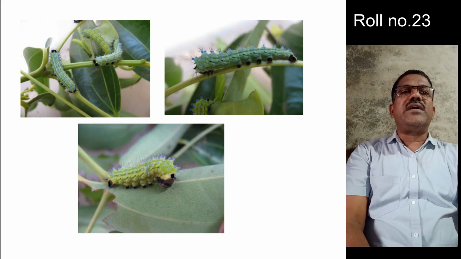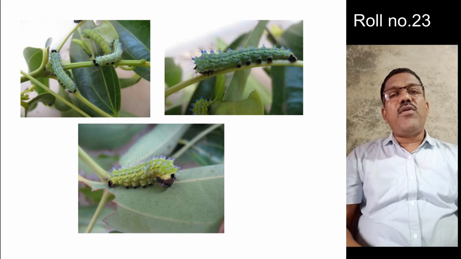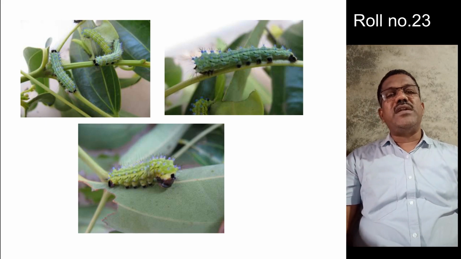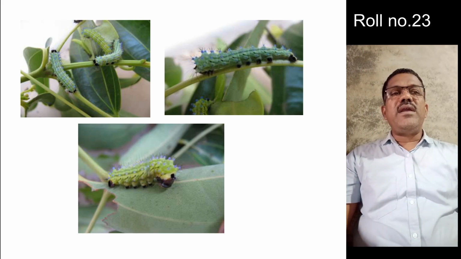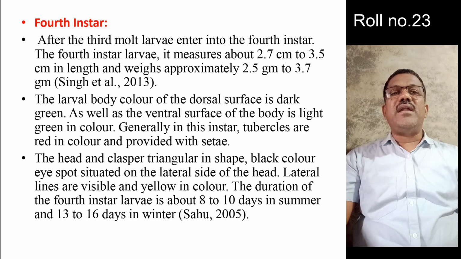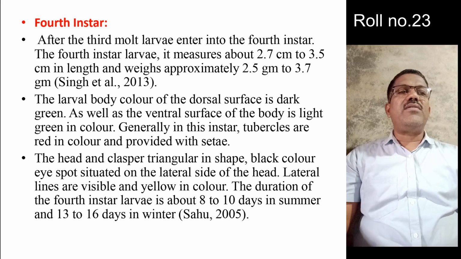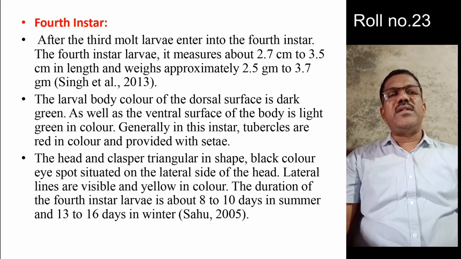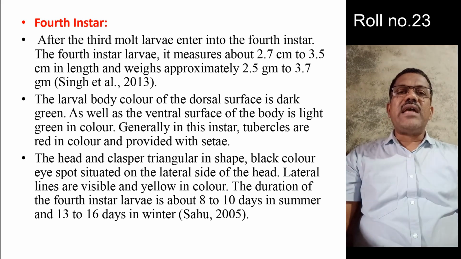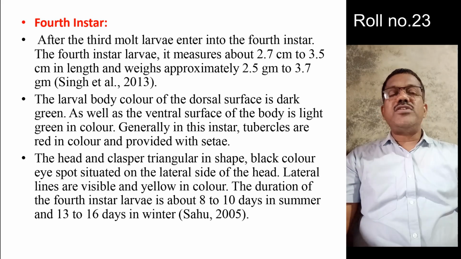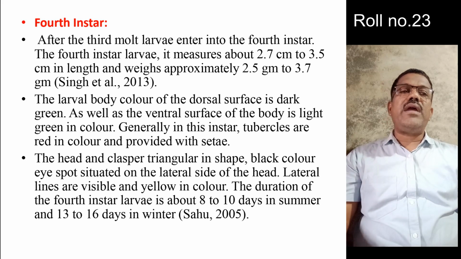After the fourth molt, the larva measures 2.7 cm to 3.5 cm in length. The larval body color: the dorsal surface is dark green in color as well as the ventral surface is light green in color. Generally in this instar, tubercles are red in color and provided with setae. The head and clasper are triangular in shape. Black color eye spots are situated on the lateral side of the head. Lateral lines are visible and yellowish in color. The duration of the fourth instar larvae is 8 to 10 days in summer and 13 to 16 days in winter season.